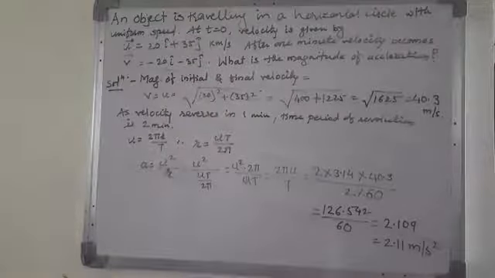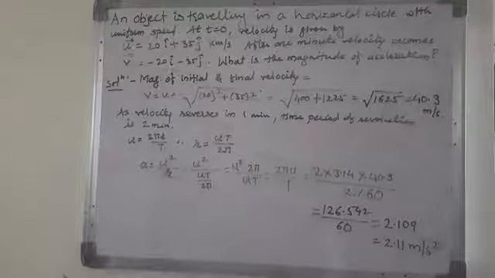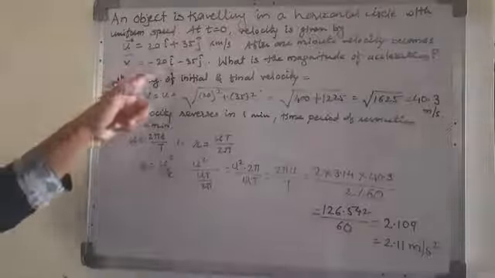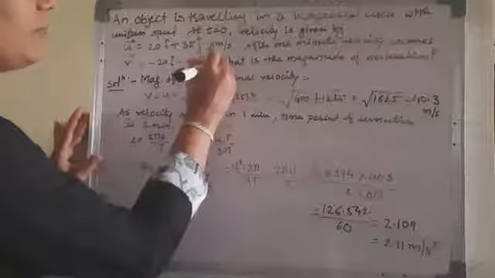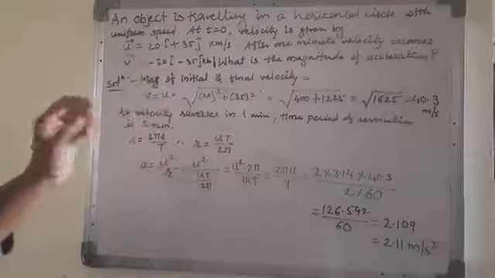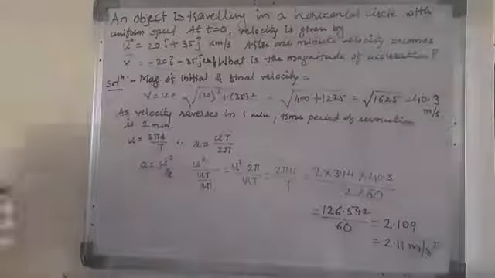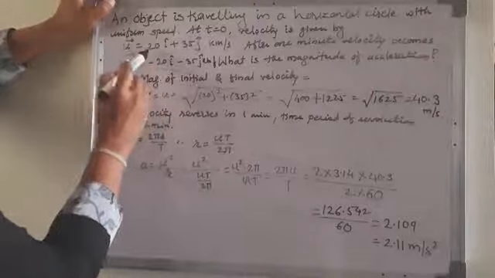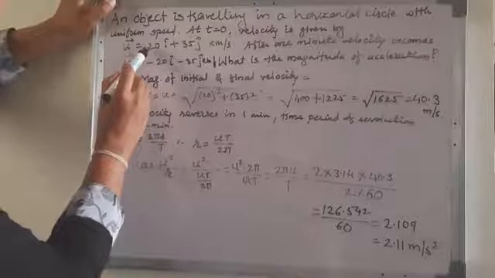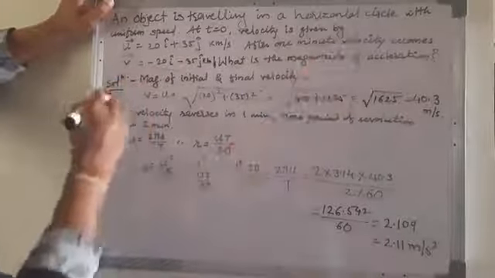After 1 minute, the velocity becomes vector v equals minus 20 unit vector i minus 35 unit vector j kilometer per second. What is the magnitude of acceleration? We have to find the value of acceleration a. For that, consider the magnitudes of the initial and final velocities. This is positive and this is negative, because after 1 minute the velocity reverses.